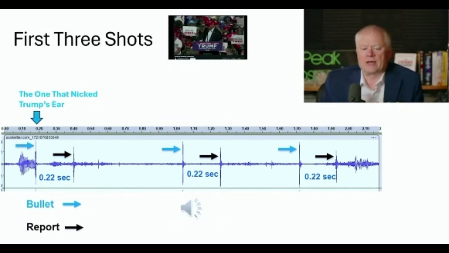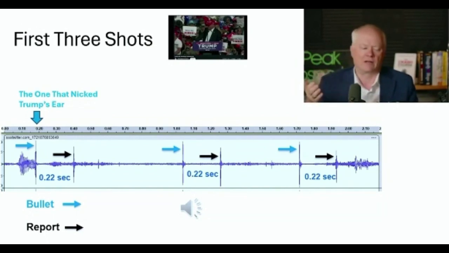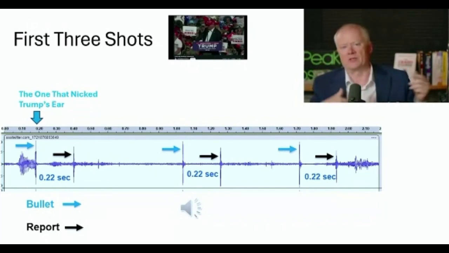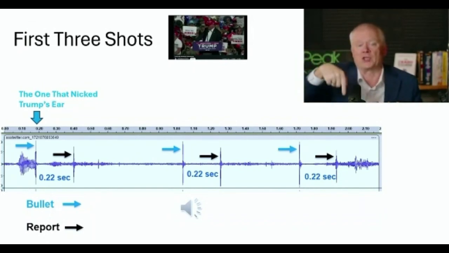There's 0.22 seconds between the crack and the thump, and knowing a little bit about the type of the bullet that was used and the caliber of it and the air conditions and things like that, you can estimate the distance of the shooter and how far away the shooter was. So that 0.22 second gap between the crack and the thump is very important because it helps us identify that a gun is being shot from that distance.